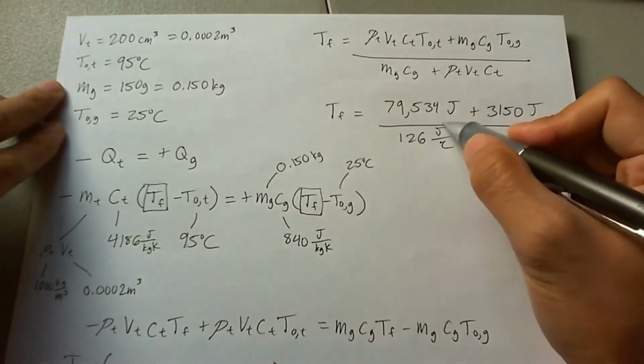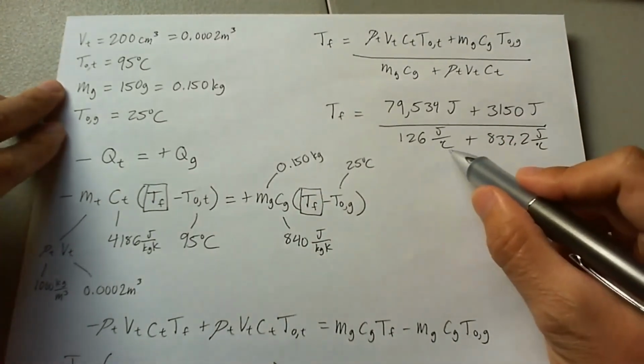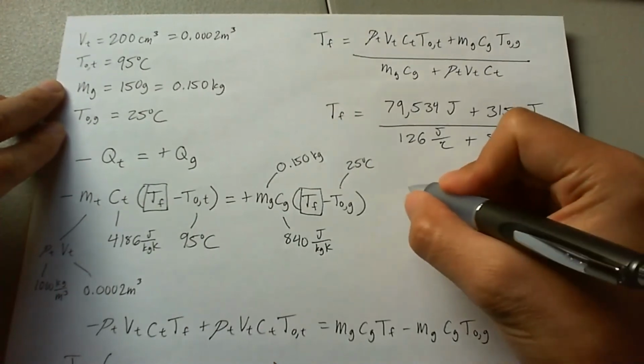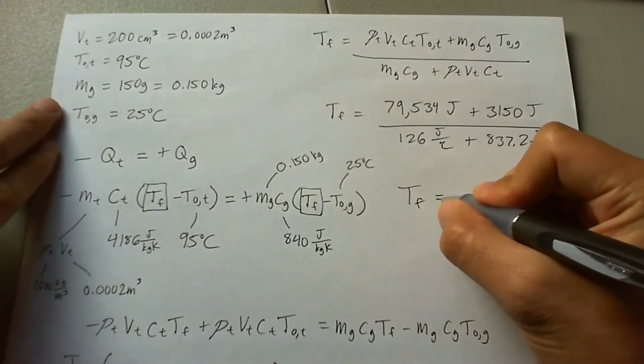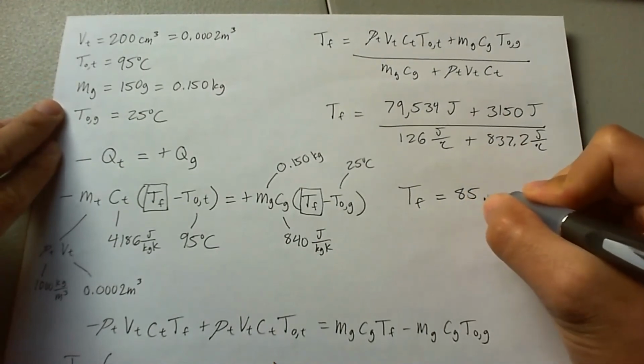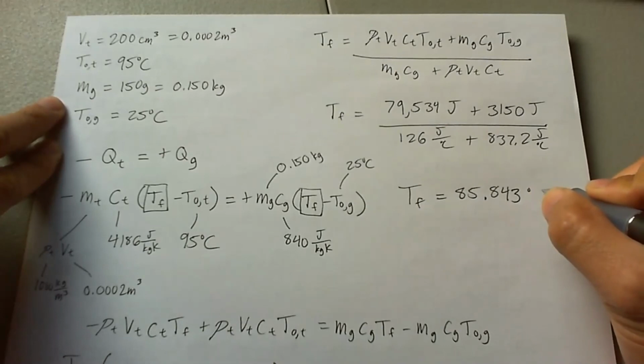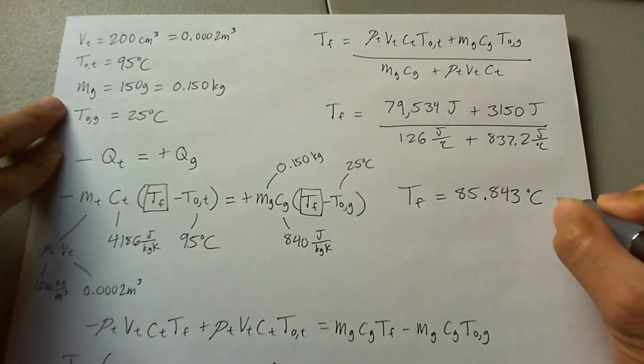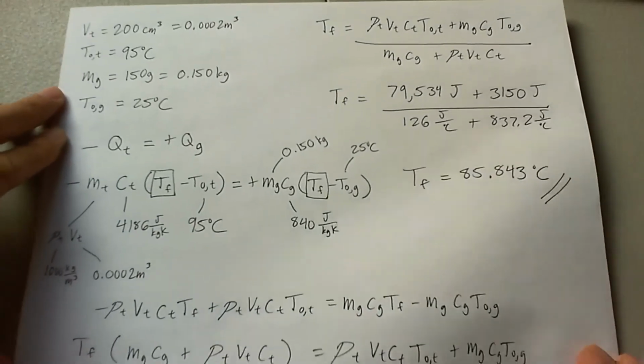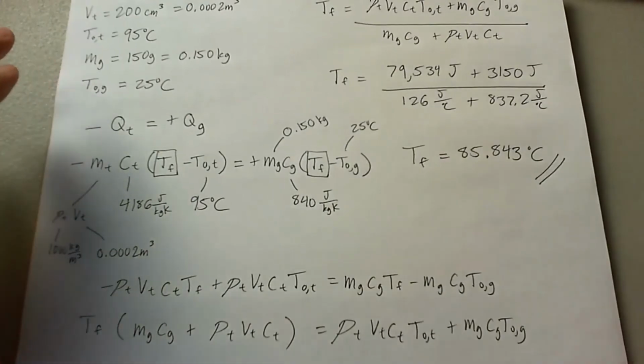As you can see, the joules are going to all cancel out, leaving a Celsius to go on top. And voila, the final temperature is going to be 85.843 degrees Celsius, and I won't worry about significant figures right now. And that is the answer.